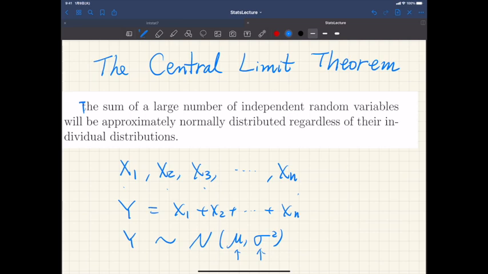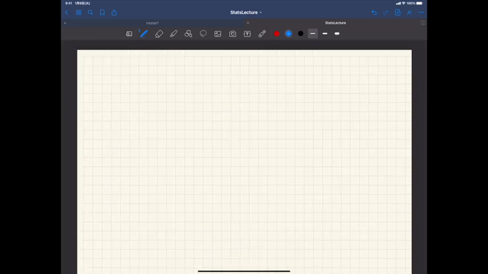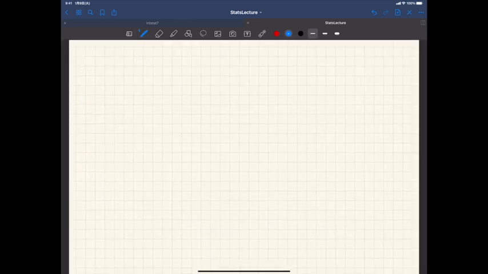Of course, we need to impose some conditions. This cannot be applied to any random variables, but those random variables must have some properties. For example, these random variables must have means. So if you calculate the expectation value of these random variables, this has to be finite. Otherwise it cannot be defined.